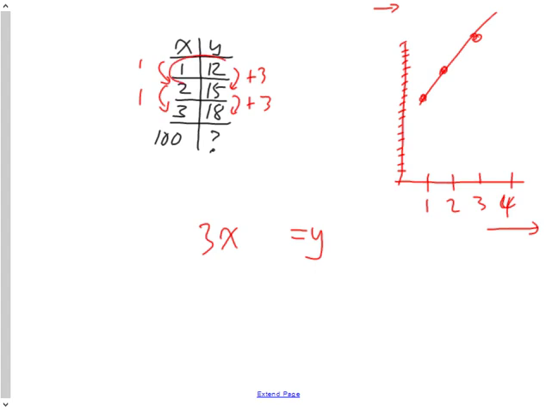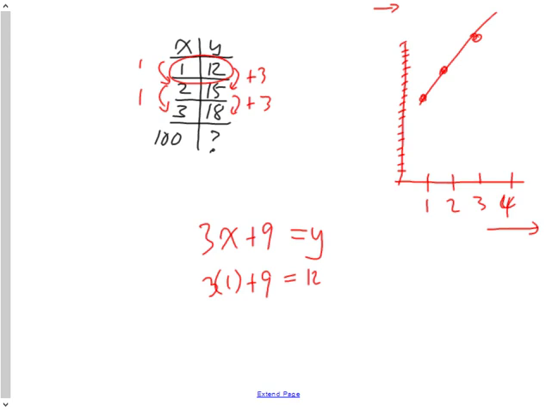Then what you learn to do is you take one of the ordered pairs, you substitute it in, so x is 1, y is 12, you put them in there, and you ask yourself, if I simplified this right now, would both sides be equal? 3 times 1 is 3, and 3 does not equal 12. So I had to add a 9 here to keep them balanced, because now 3 times 1 is 3, plus 9 is 12. And if I substituted any ordered pair, it would work out the same way.